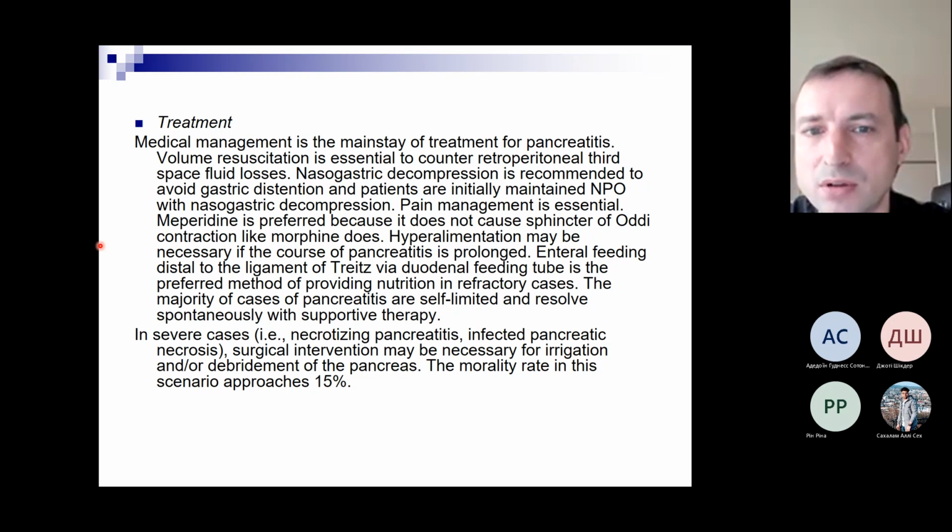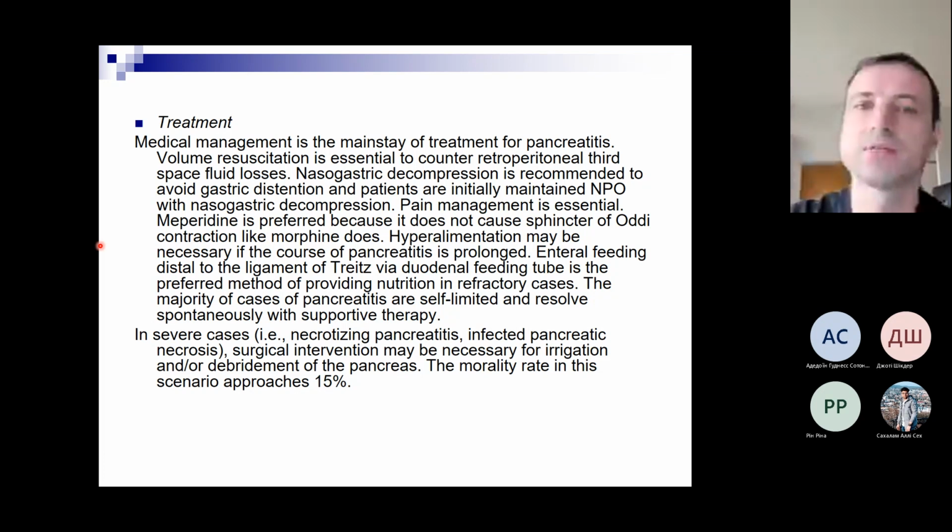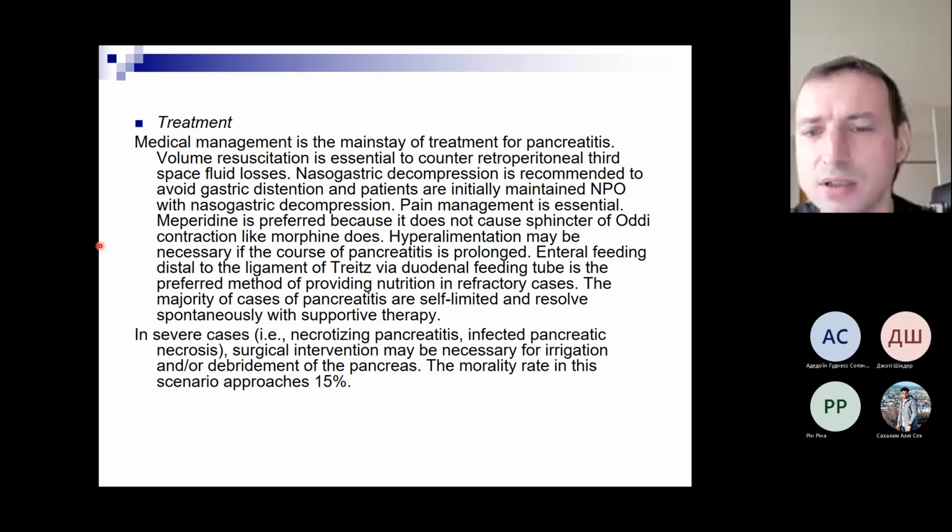Hyperalimentation may be necessary if the course of pancreatitis is prolonged. Enteral feeding distal to the ligament of Treitz via a duodenal feeding tube is the preferred method of providing nutrition in refractory cases. The majority of cases of pancreatitis are self-limited and resolve spontaneously with supportive therapy. In severe cases, necrotizing pancreatitis or infected pancreatic necrosis, surgical intervention may be necessary for irrigation and/or debridement of the pancreas. The mortality rate in this scenario approaches 15%.